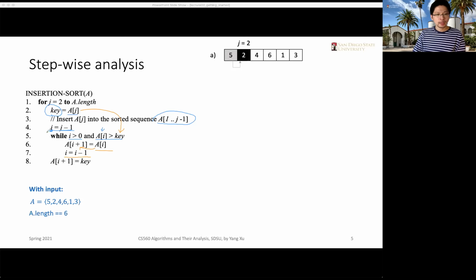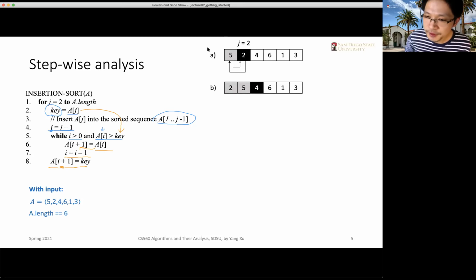After the while loop ends, we assign the key to the position i plus 1. In this case, the key will be assigned to A[1], which means 5 and 2 will be swapped. That is the result after the first iteration of the for loop. Then the for loop continues. We are only done with one iteration of the for loop.